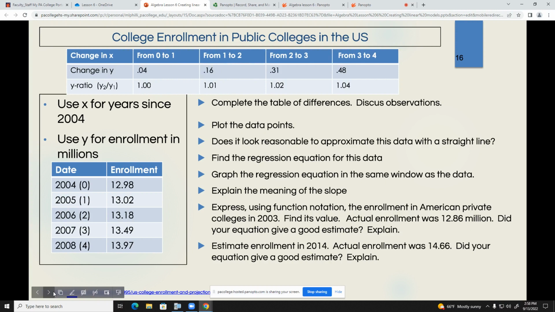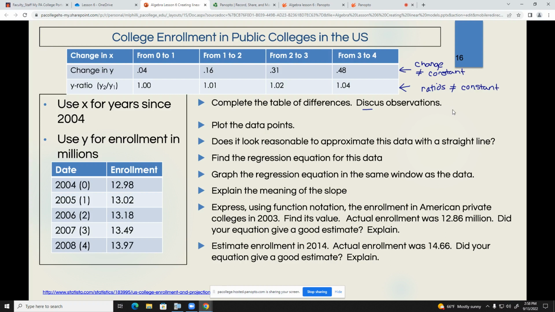So I have completed all of the change values and I've completed all of the ratios. And then it asks me here to discuss observations. So the first observation I have is that the change is not constant. My second observation is that the ratios are also not constant. And so it's hard to draw a conclusion because neither one is constant.